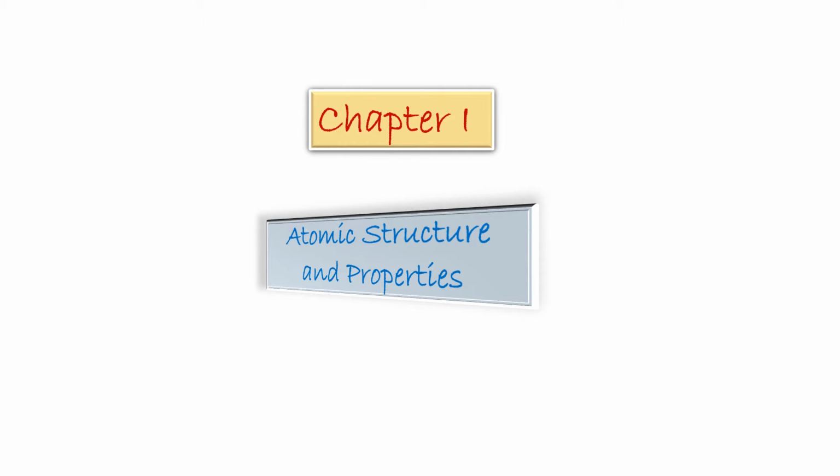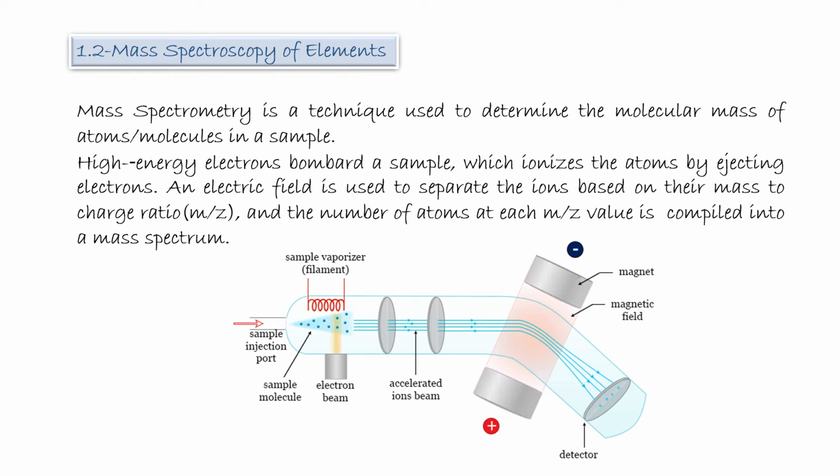Today we are going to continue on Chapter 1, Atomic Structure and Properties. Mass spectroscopy of elements. Mass spectrometry is a technique used to determine the molecular mass of atoms and molecules in a sample.